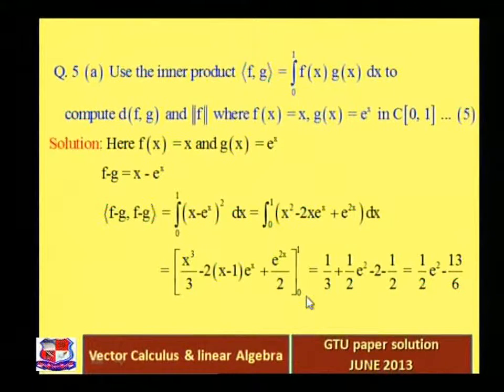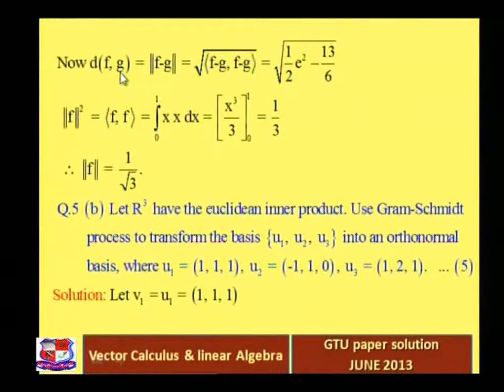Now put the value 0 instead of x, so this part becomes 0. Because we are changing the limits, we already have minus 1 between the two values, so minus and this minus 1 is again minus, and 2 plus minus 1 by 2. So when we solve it, that is exactly e square by 2 minus 13 by 6, this is 1 by 3 minus 2 minus 1 by 2, that is equal to 13 by 6.